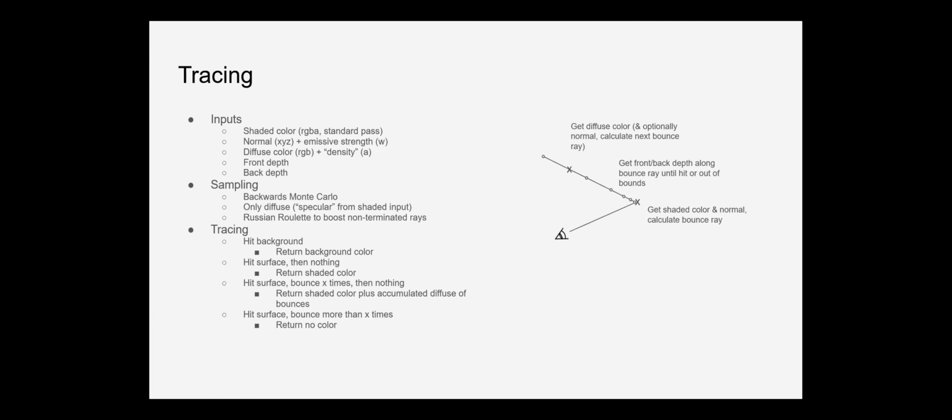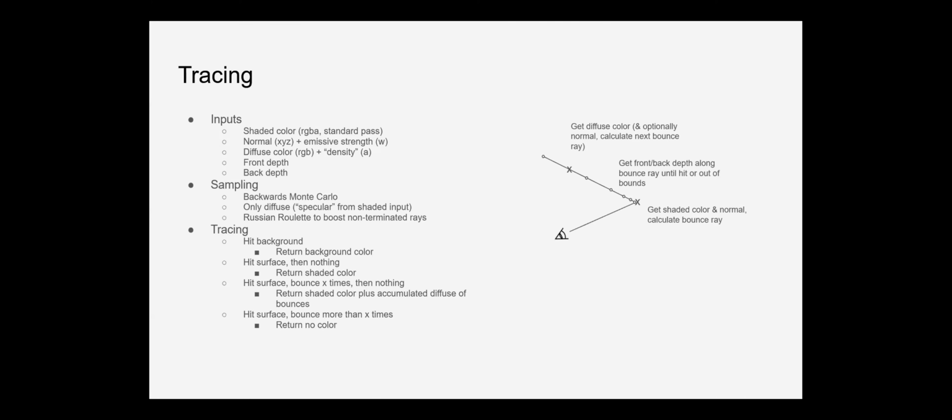And yeah, we also have the front depths, and then we do a pass to get the back facing depths. And with that, we can do a sampling. It's a sort of very simple Monte Carlo, backwards Monte Carlo sampler. We only do it for diffuse, so the specular portion of it just comes from the shaded input color, just to keep it more simple and then faster.